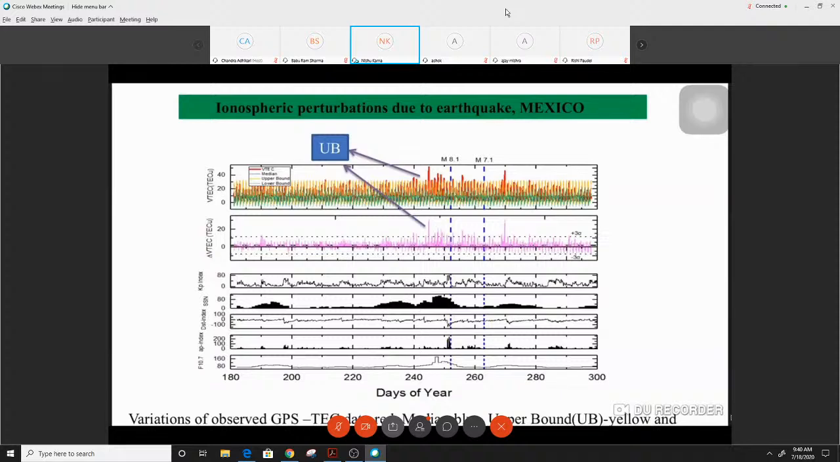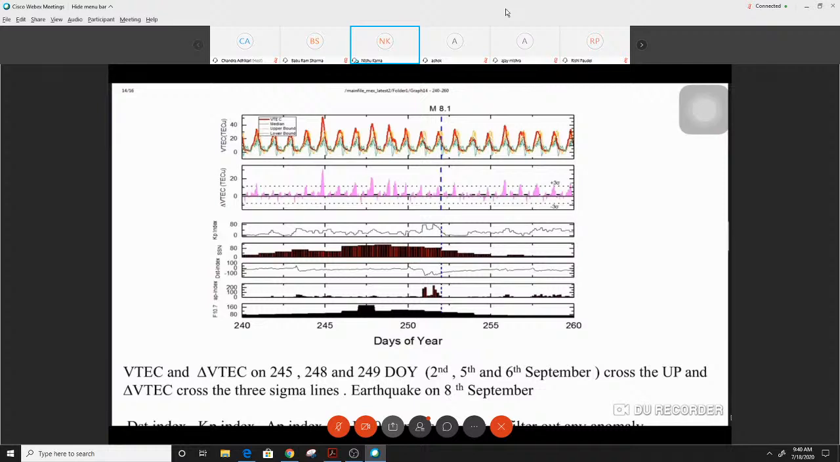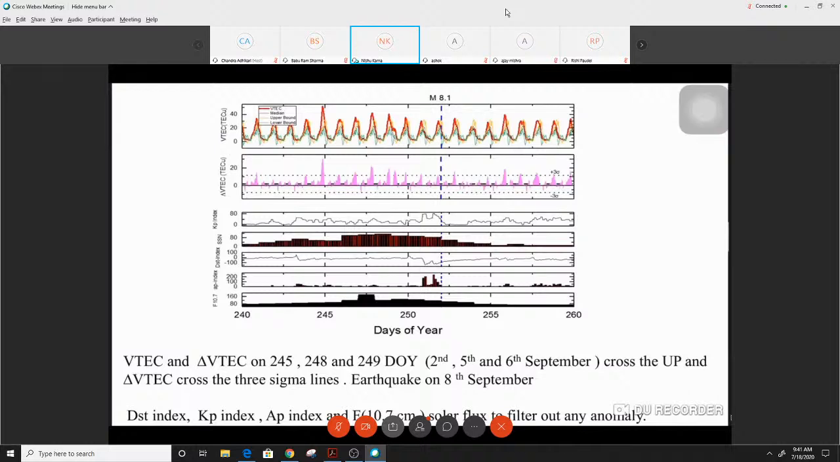So the indicated upper bound may be because of the precursor signature of the earthquake. We also checked whether there is any abnormality because of the solar indices or magnetic storm, but we could not find any solar indices or magnetic storms before that earthquake. So it is indicated that on the 2nd, 5th, and 6th September, the vertical total electron content value exceeded the upper bound and delta VTEC. It may be because of the earthquake happening on the 8th September.